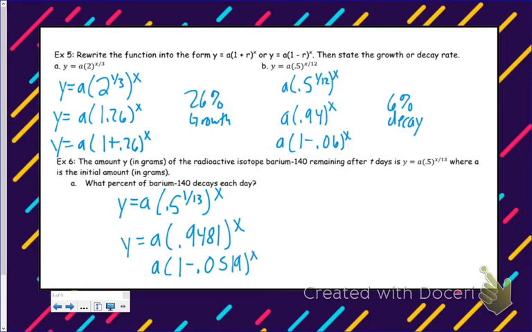And then that as a percent would be 5.19%.